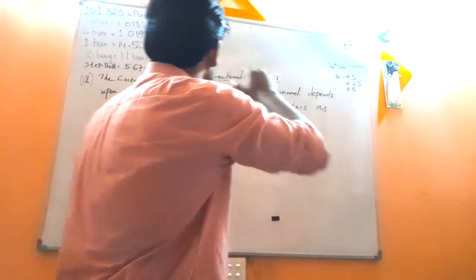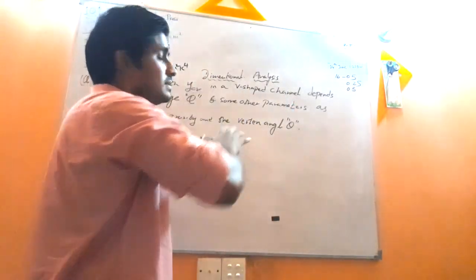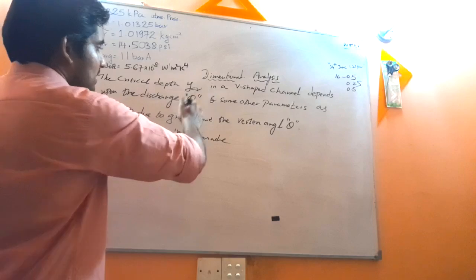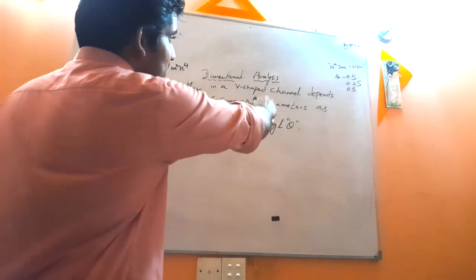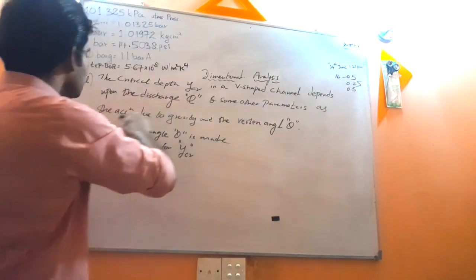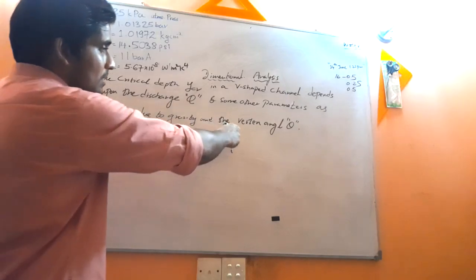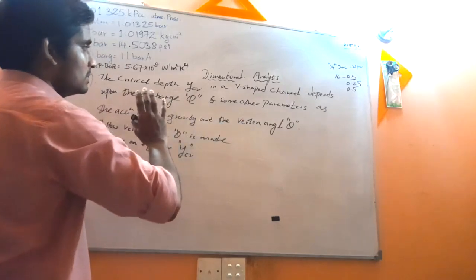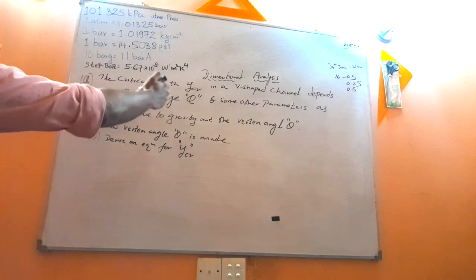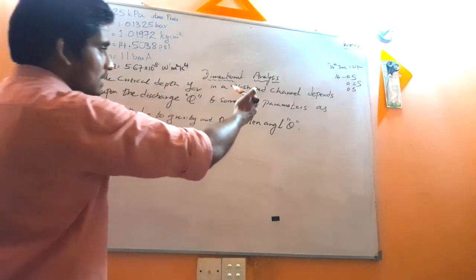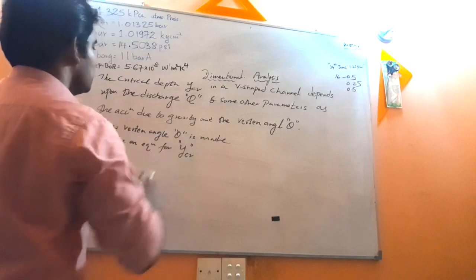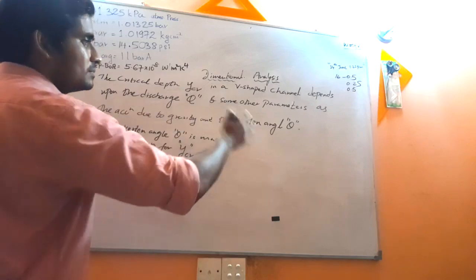Okay, so now let's solve this problem. This is related to dimensional analysis. The problem says that the critical depth Ycr in a V-shaped channel depends upon the discharge Q and some other parameters, such as acceleration due to gravity and the vertex angle theta.